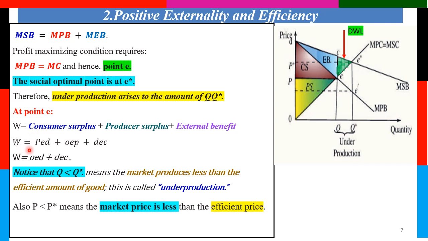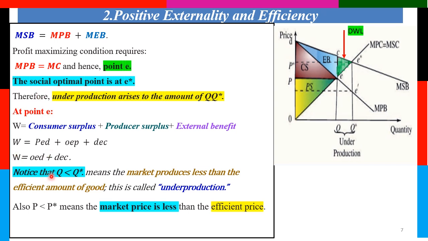which is equal to, again, consumer surplus, which means PED, this dark area, plus OEP, this triangle, the producer surplus, plus DEC, this triangle. Then you can get what? The welfare at point E.